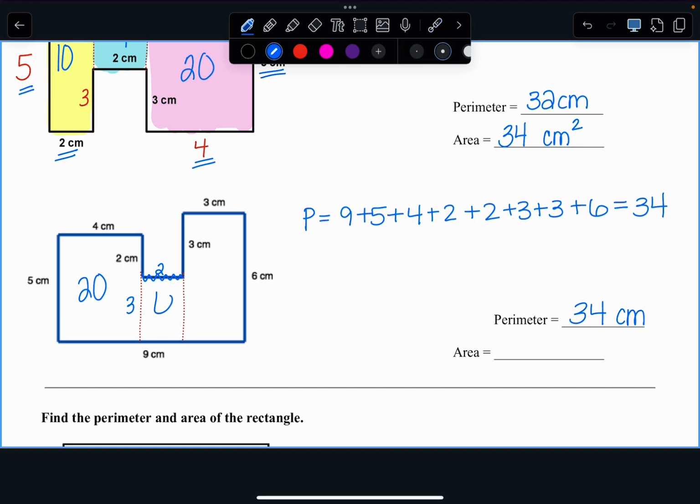6. Good. And then what about this segment in here? 18. Good. So now for the area, we're adding up 20 plus 6 plus 18. 44. 44, but this is centimeters squared. It is 44 centimeters squared.